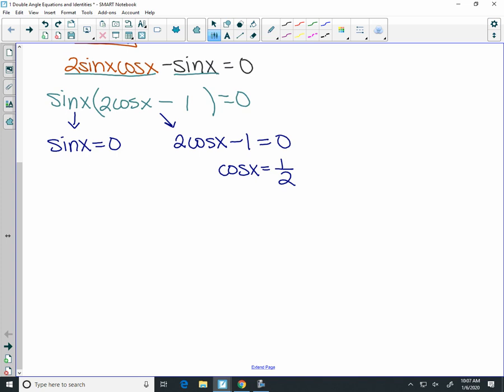And now we have to think unit circle. Where is sine 0? Zero and pi. Cosine is 1/2 at pi over 3 and 5 pi over 3. Cosine is positive in quadrant 1 and quadrant 4.